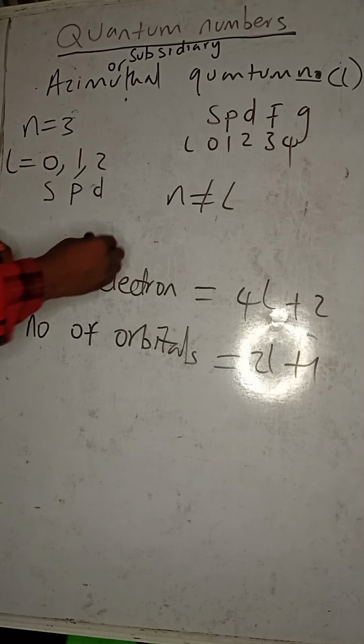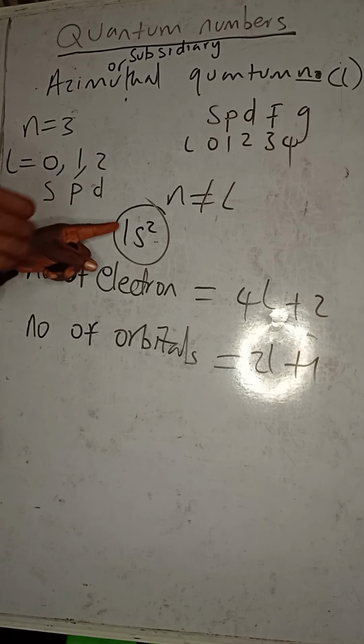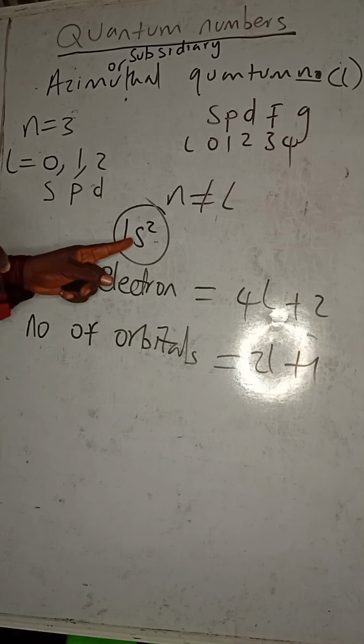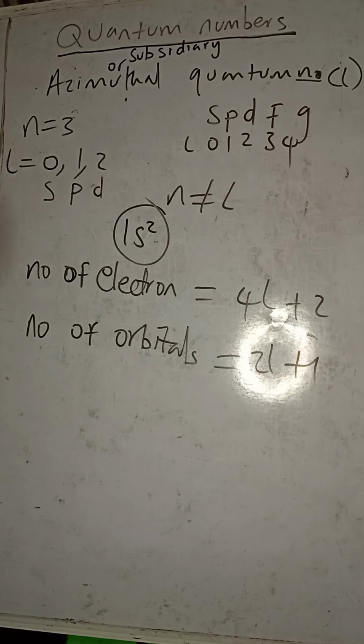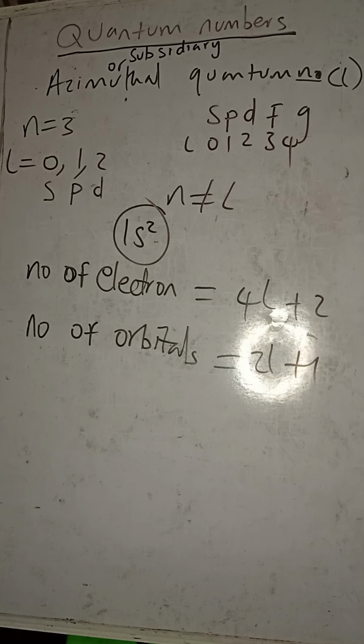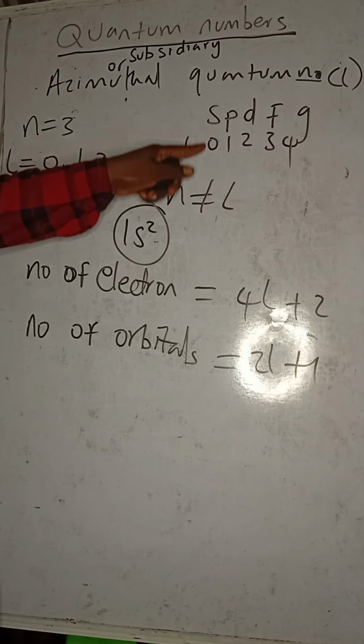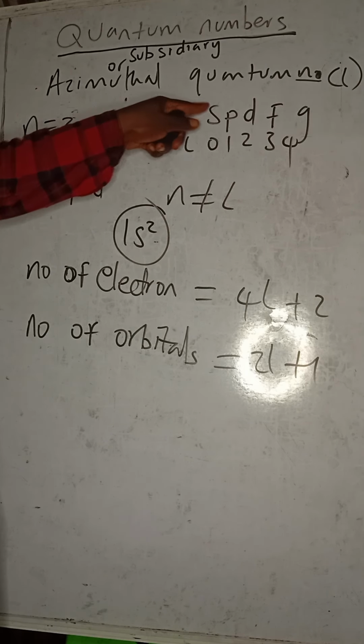For instance, when you're writing electronic configuration, write 1s2. This one stands for the principal quantum number, while this s stands for the azimuthal quantum number. Please take note. So the principal quantum number here is 1. N is 1 for a 1s2 electron. L is going to be 0, because the value of L for s is 0.